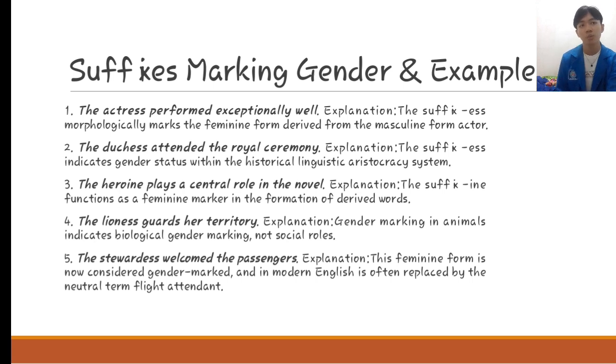In suffix marking gender, we have 5 examples. The first, I have the actress performs exceptionally well. Explanation: the suffix ess morphologically marks the feminine form derived from the masculine form actor. The Duchess attends the royal ceremony. The suffix ess indicates gender status within the historical linguistic aristocracy system. The heroine plays a central role in the novel. The suffix ina functions as a feminine marker in the formation of a derived word.